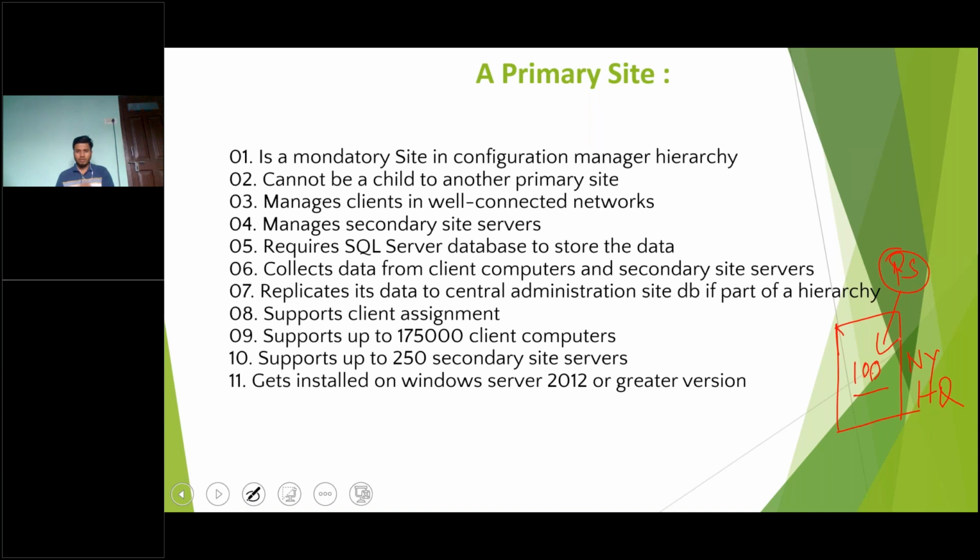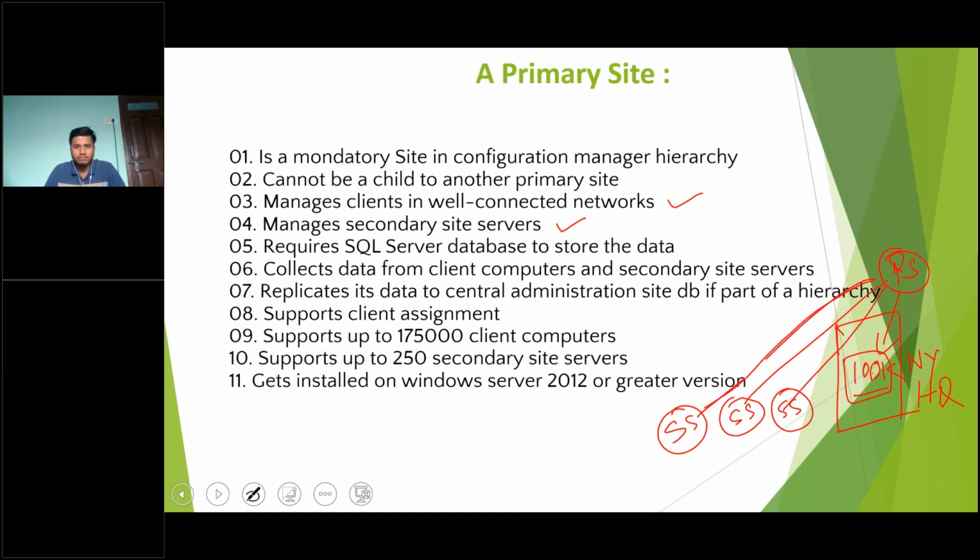Why? Because primary will be managing devices on a good network. All these 100,000 devices have good network connectivity because they are all in the same location, on the same network. So primary will be managing devices in a well-connected network, and it manages secondary sites as well. Let's say secondary in Mumbai, secondary in London, secondary in Chennai. It is going to manage these secondary sites as well.